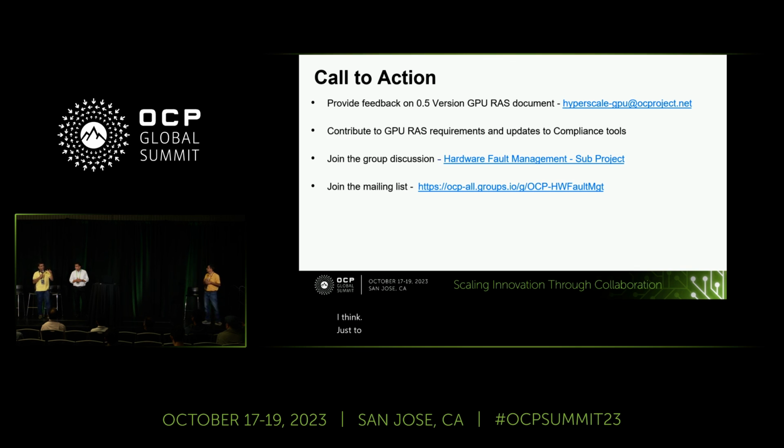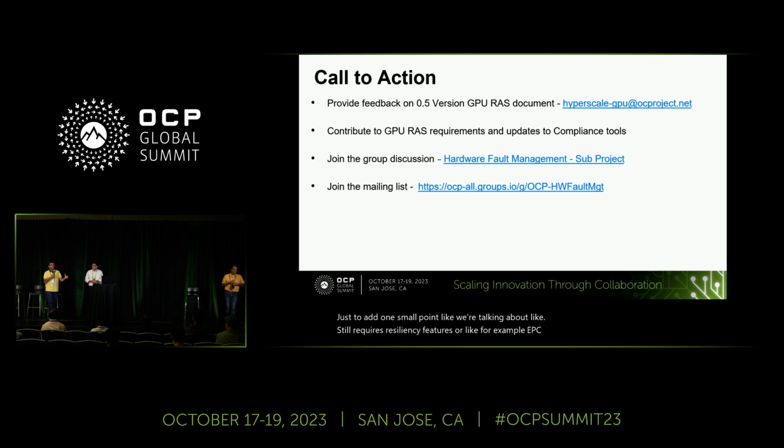Just to add one small point: we're talking about GPU, and PCIe still requires resiliency features, for example EDPC, right? The resiliency feature still requires a GPU driver stack, the in-band path, even for poison errors. That we are not changing, right? You cannot do that through out-of-band. Even some errors, like PCI AER, are mostly in-band, like you mentioned. We are enriching that. Those are already standardized through CPER and all that. The processing tools are already there. Whatever is already standardized, we don't want to touch that. We're trying to fill the gaps where they're not there.